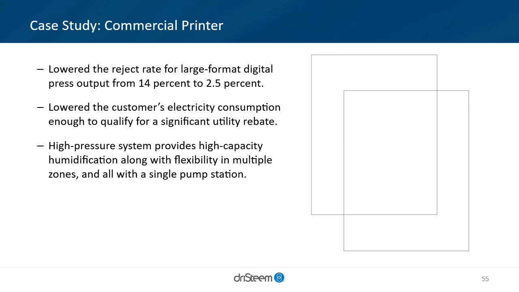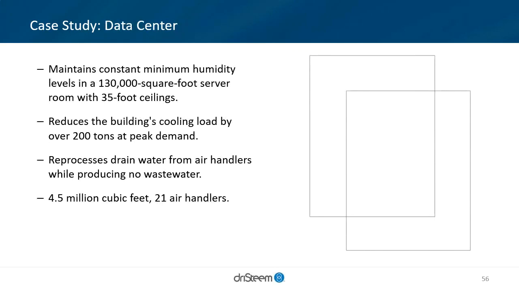It also lowered their electricity consumption, which was enough to qualify for a utility rebate. And each state and each county has applicable utility rebates as we look through those that can be applicable. And then we had another example of high capacity: a data center. I briefly touched on this.